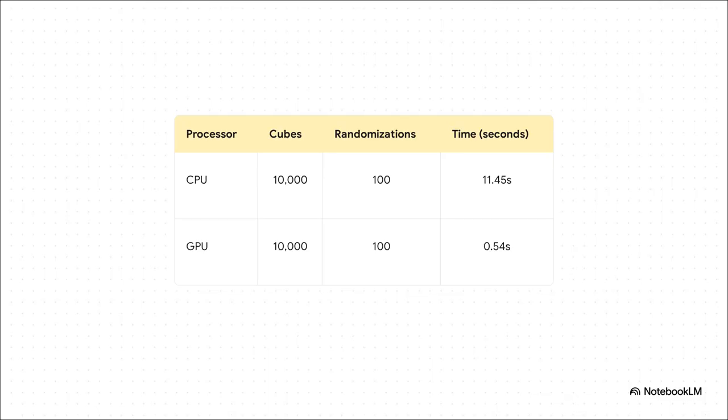And the performance difference here, it's just wild. To randomize 10,000 cubes 100 times over, a normal CPU takes over 11 seconds. The GPU, using a compute shader, does the exact same job in just over half a second. That's a 20-fold performance boost. Using the GPU for this kind of heavy lifting is an absolute game changer.